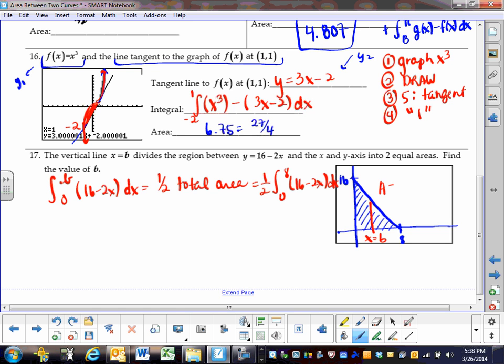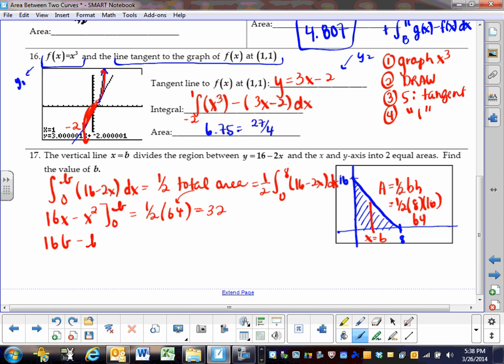This is the area of a triangle, which is 1/2 base times height. So that's 1/2 the base of 8 and the height of 16, which makes this 64. So we want the integral from 0 to b, which is 16x minus x squared from 0 to b, to be half the total area, and the total area is 64. So we want this to equal 32. So if I substitute in 16b minus b squared minus 0 has to equal 32.